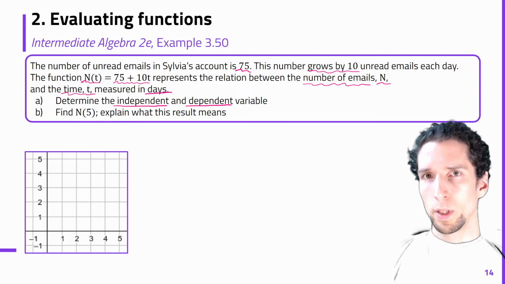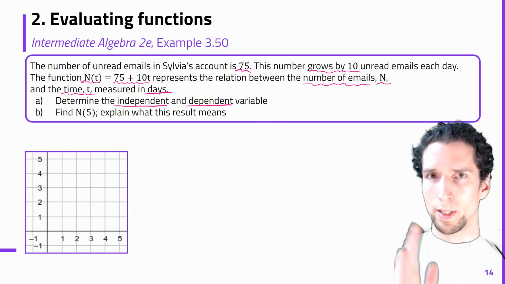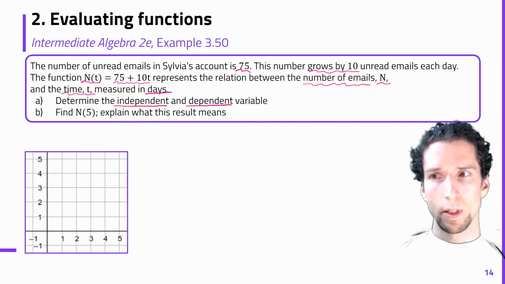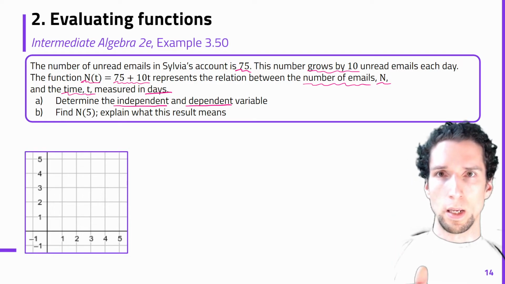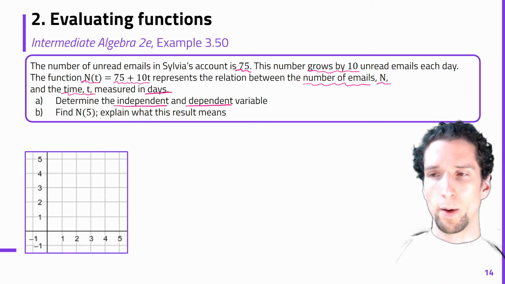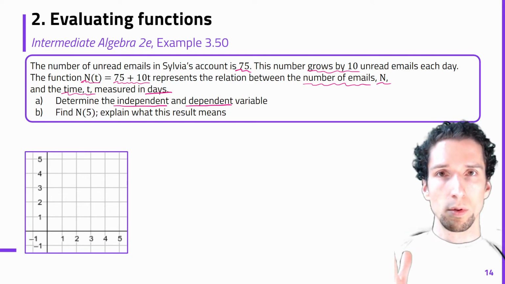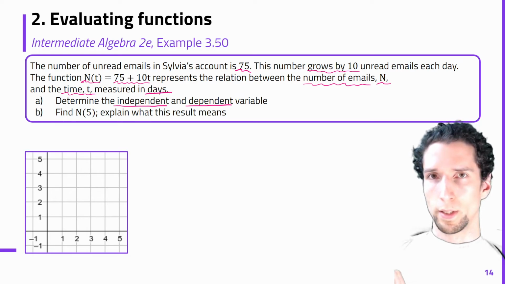Does time depend on number of emails, or does number of emails depend on time? So if time depends on emails, emails is the independent thing and time is the dependent thing. That would mean that the number of unread emails in her account is just growing on its own, not dependent on time. But time is dependent on that.